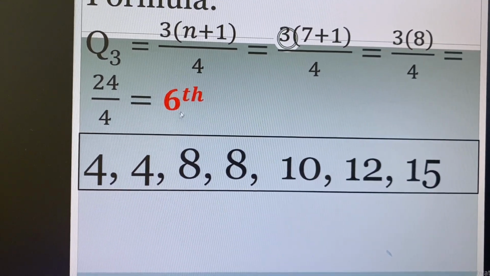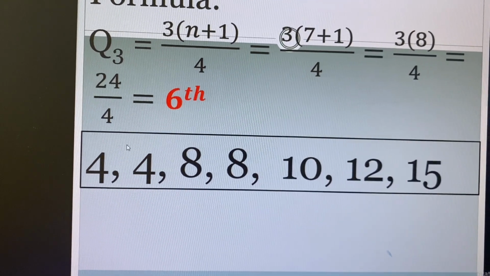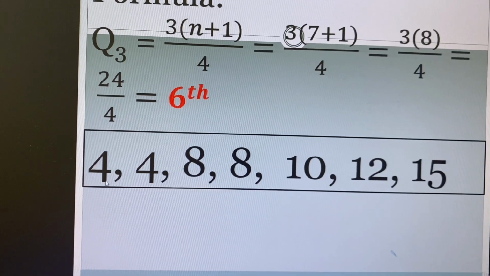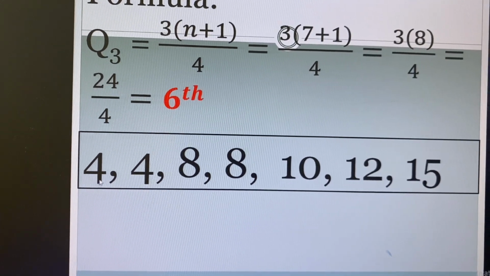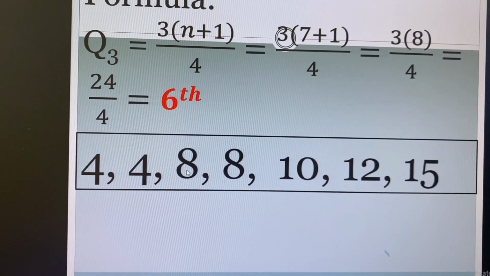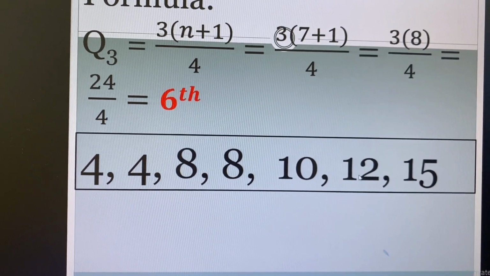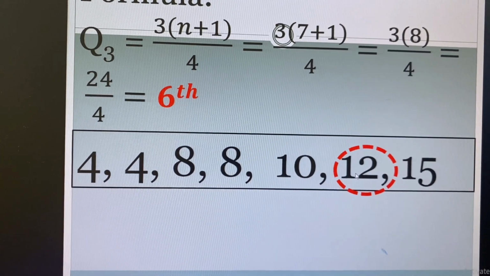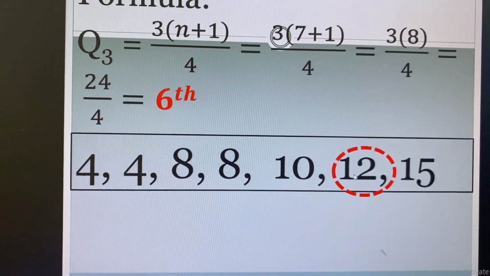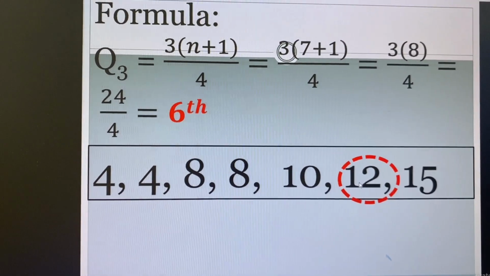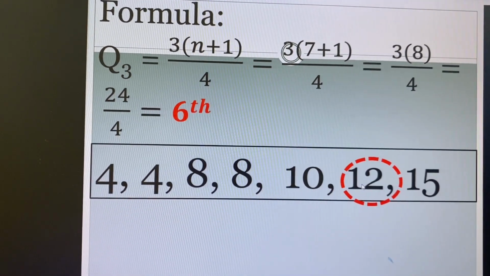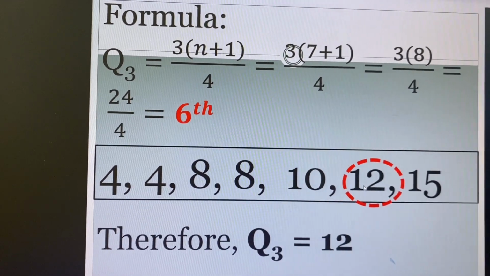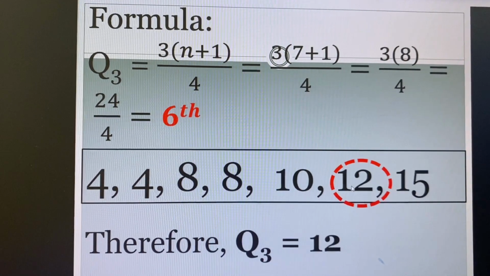So here's the set of data, meaning the sixth term will be starting here. So we have 1, 2, 3, 4, 5, 6. So meaning the sixth term is 12. So therefore here in question number 1, the answer will be Q3 equals 12.